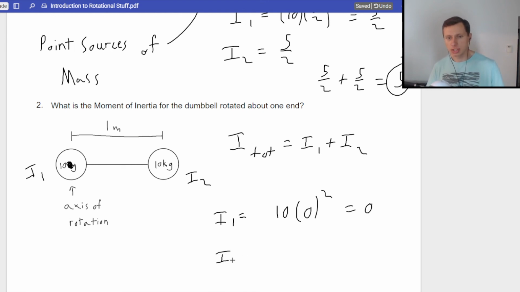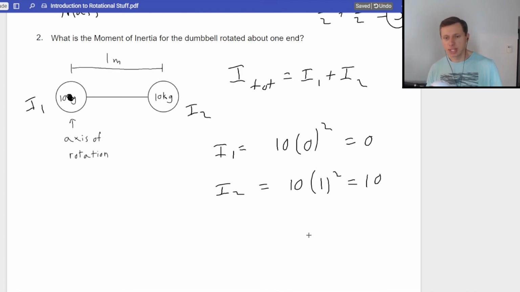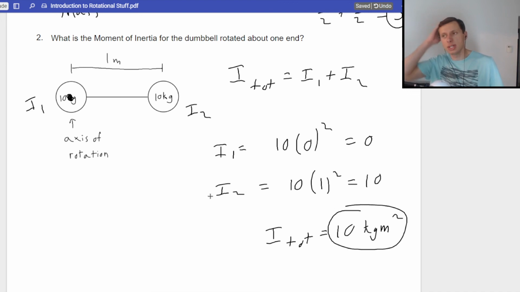Then we have I2. I2, again, the equation is mr squared, so 10 is the mass. The radius this time, it's not 1/2, it's the full 1 meter. So 1 squared, that's 10. We add these up together, we get I total is 10 kilogram meters squared. There's our answer. Notice when we put the thing hinged at the end point, it's double what it was when hinged at the center.